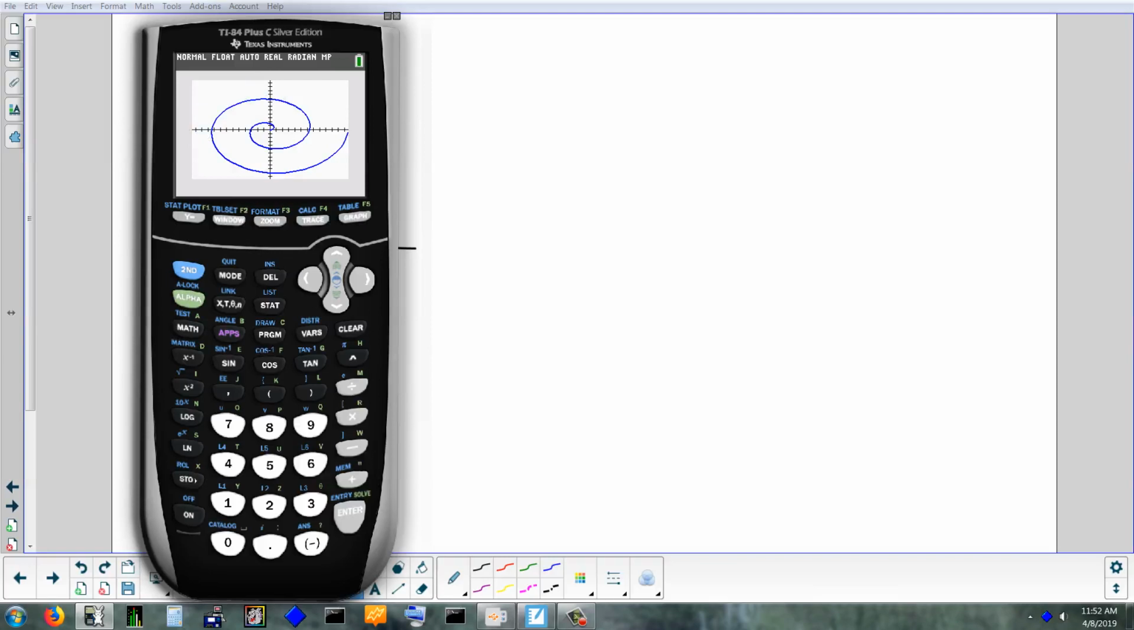Same deal. Make sure you set your t-step to a good value. This is not a good value. That's a really crappy looking spiral. Okay, so 0.1 is what you want.